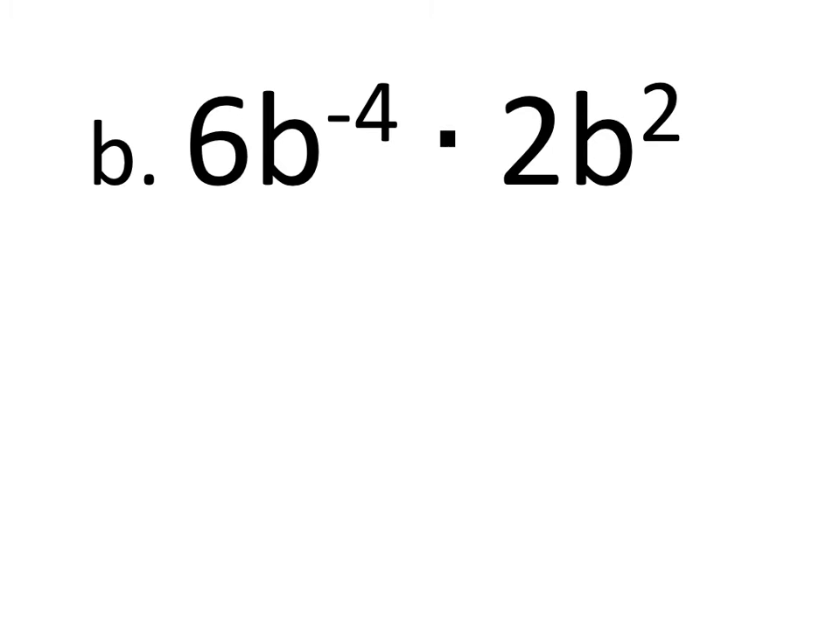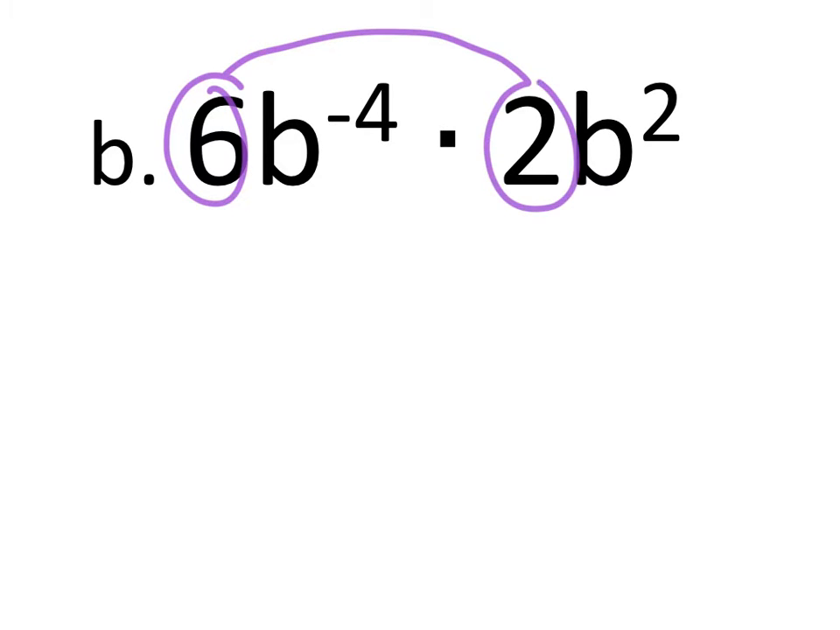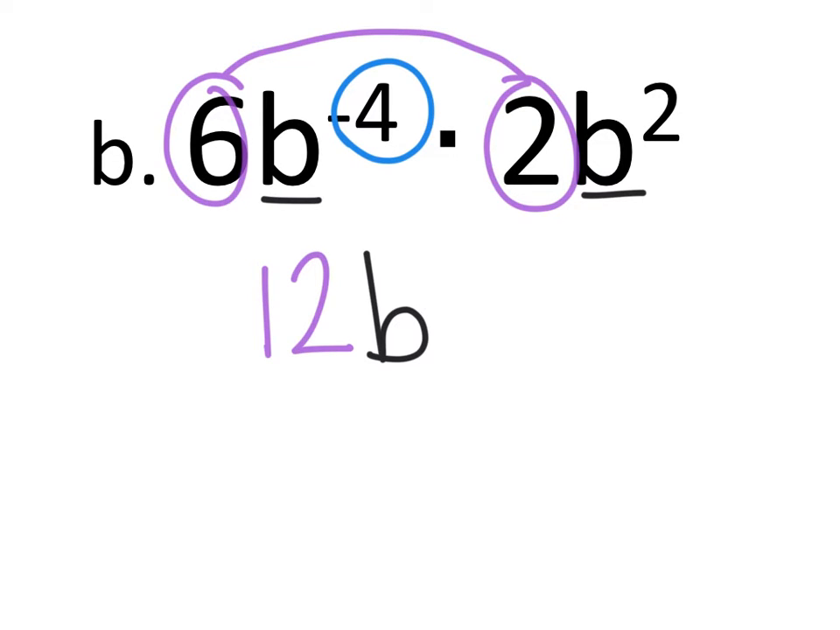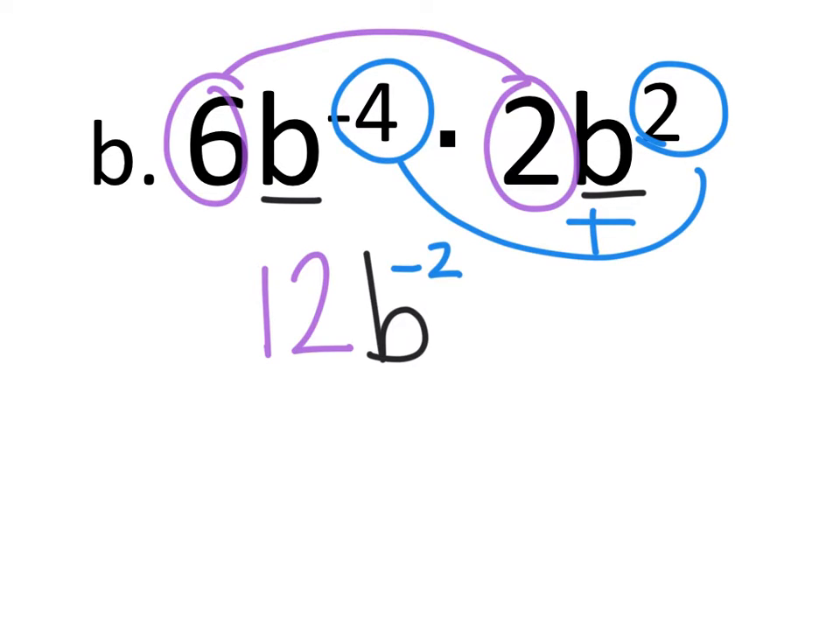Okay. Multiply our coefficients. 6 times 2 is 12. Our base is b. Add our exponents. -4 plus 2 is a -2. Again, this is not incorrect, but this is our B answer. I want the A answer. What does my A answer look like?